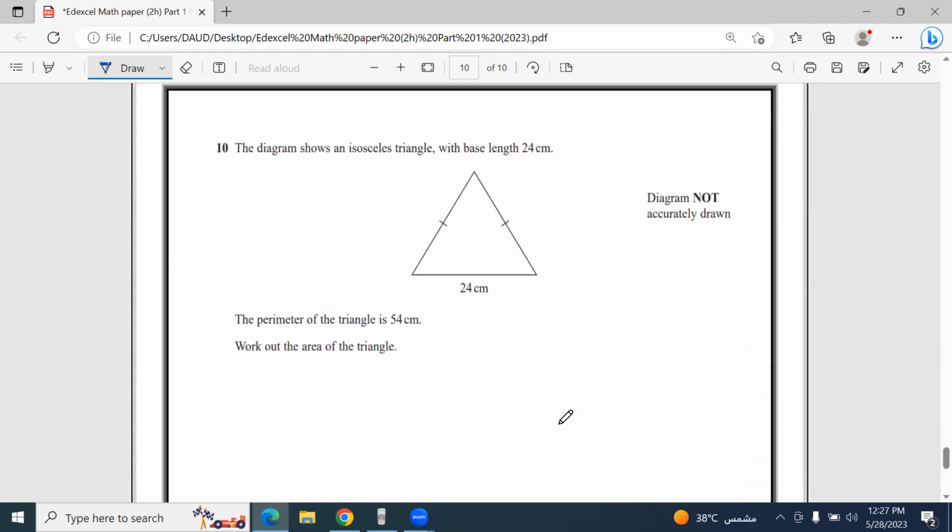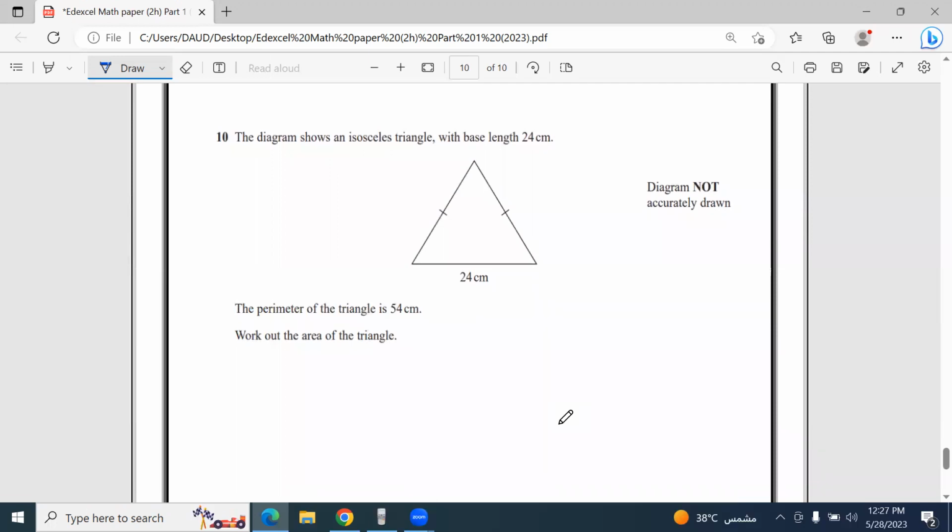The diagram shows an isosceles triangle with base length 24. Remember that in an isosceles triangle, two sides are equal. They mention already these two sides. So let's suppose this is x, this is x. We don't know. And at the end, first they mention the perimeter of the triangle, which is 54. So work out the area of the triangle.